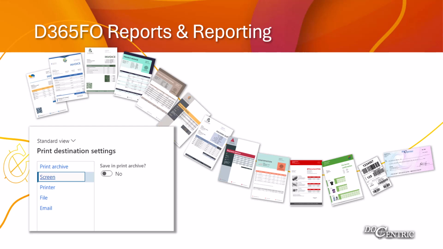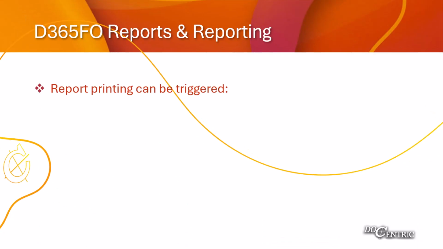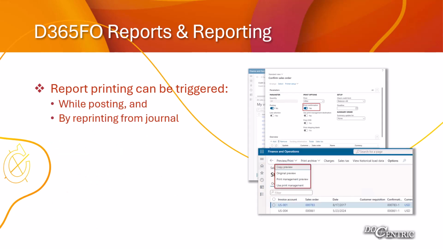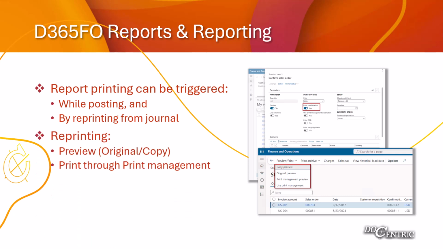In F&O, you can trigger the report printing in various ways. There are 2 common scenarios where public-facing documents such as sales invoice and purchase order are printed: as part of the posting process, or we can open a form with posted documents called journals and reprint from there. If you are reprinting, you are offered these options: preview, original, or copy. Without any additional user interaction, this renders the report on the screen. And print through print management, where applicable.